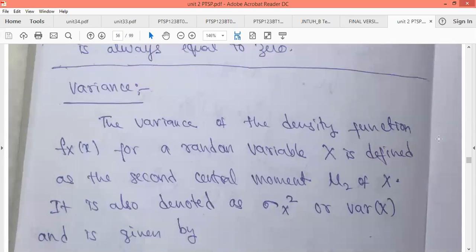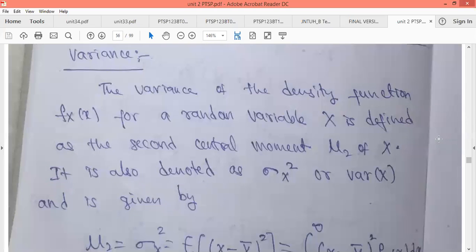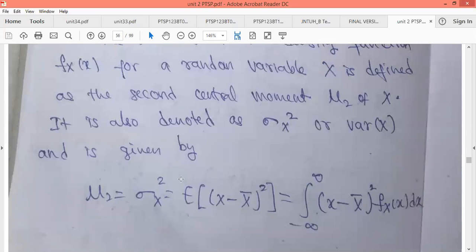Okay. Now we'll discuss the variance. Variance is called the second central moment. How do we denote it? We can denote it as sigma x square or variance of x. These are the two ways we can denote the variance. Okay, so mu2 is equal to sigma x square.